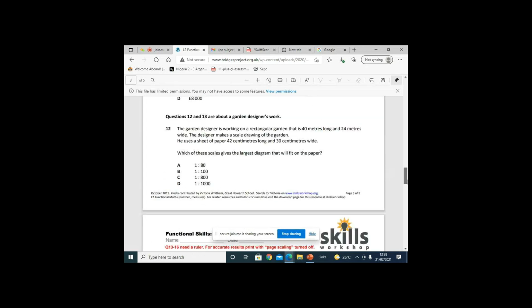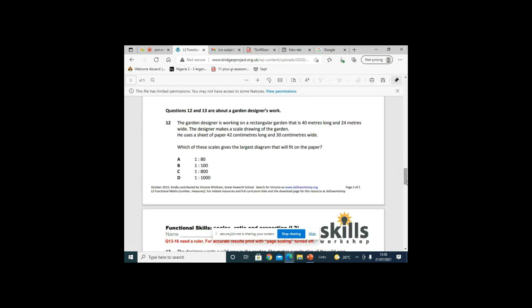You are doing a good job. So look at this scale now. This one is about simplifying. The garden designer is working on a rectangular garden, which is 40 meters long and 24 meters wide. The designer makes a scale drawing of the garden. He uses a sheet of paper 42 centimeters long and 32 centimeters wide. Which of these scales gives the largest diagram that will fit the paper? Oh, gosh.